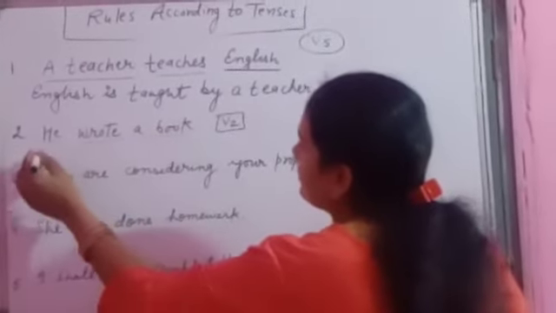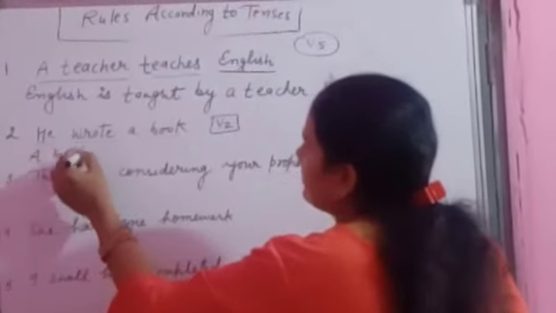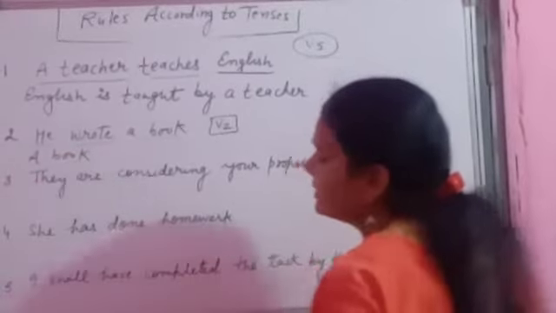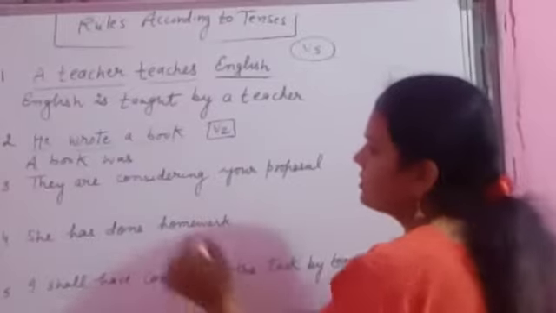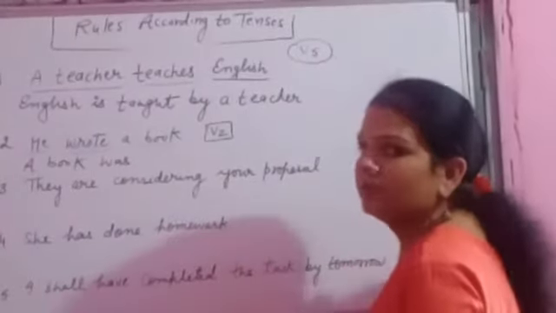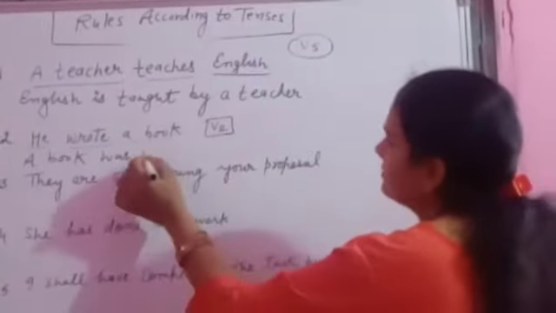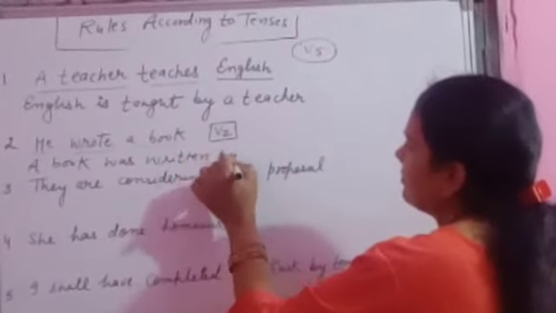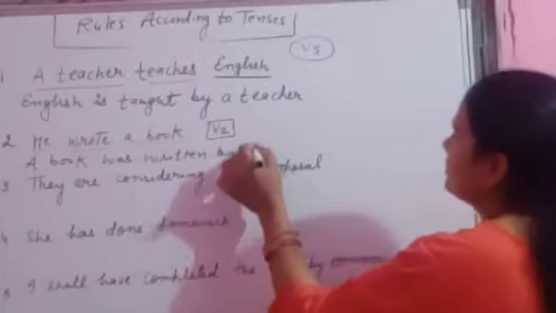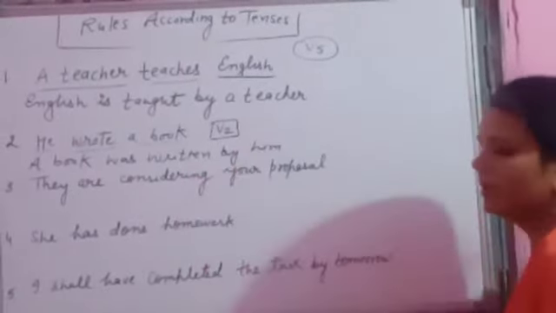Now, what is the object? A book. A book is singular, that's why we will use here was. And the third form of the verb wrote is written, by, and he will change into him.